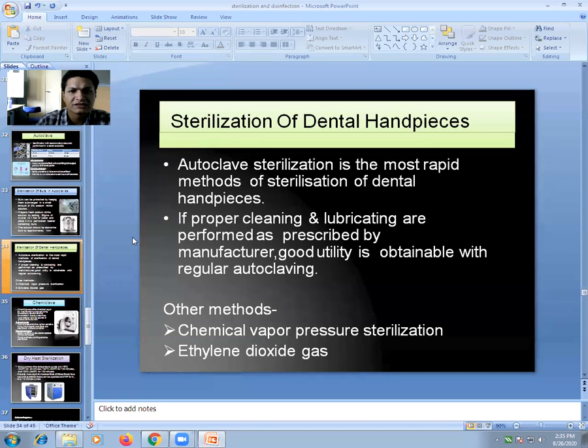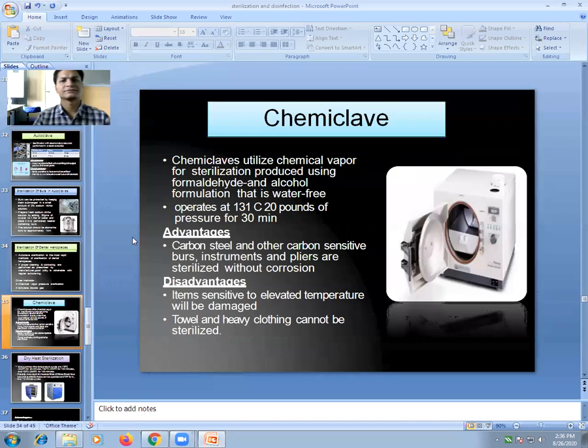Sterilization of handpieces. Autoclave sterilization is the most rapid method for sterilization of handpieces. If proper cleaning and lubricating are performed as prescribed by the manufacturer, the sterilization of handpiece is obtainable, and we can do it in regular autoclaving. The used or preferred methods for sterilization of handpieces are ethylene oxide gas sterilization or chemical vapor pressure sterilization.